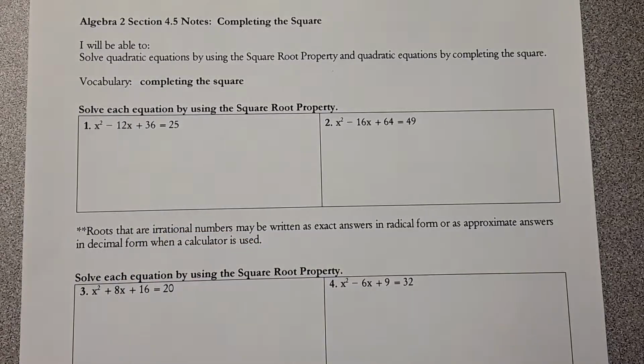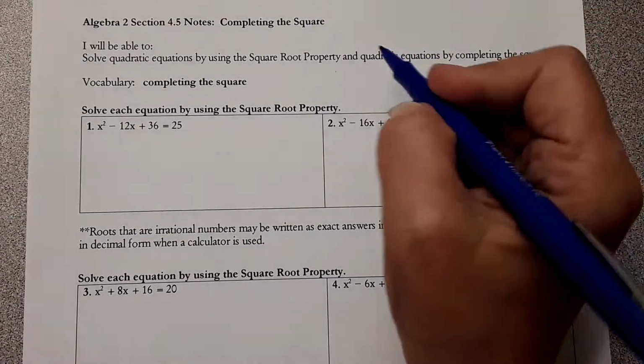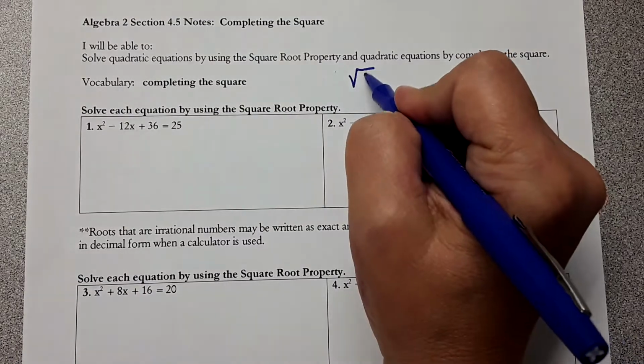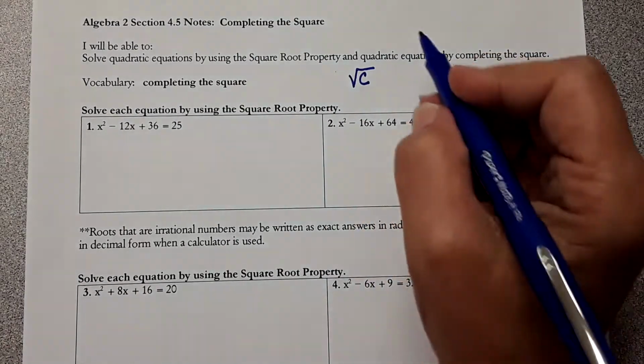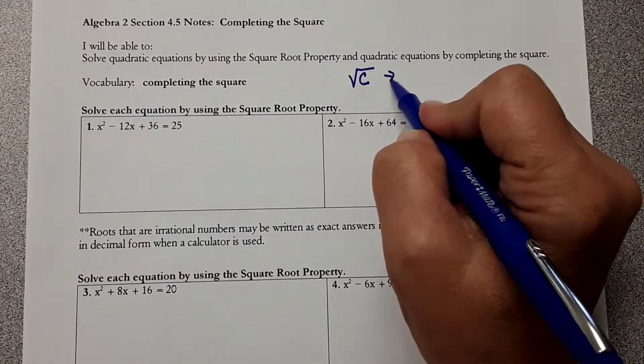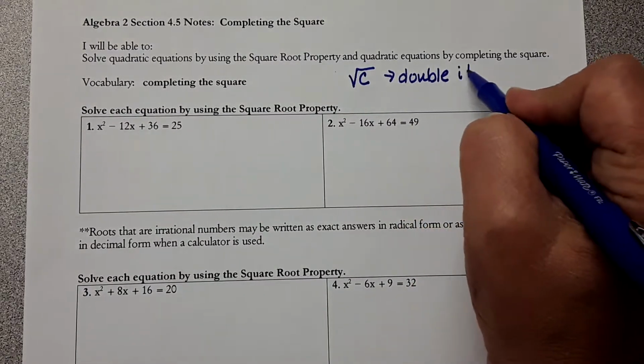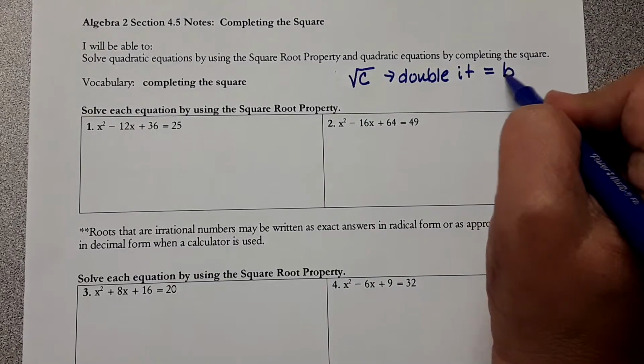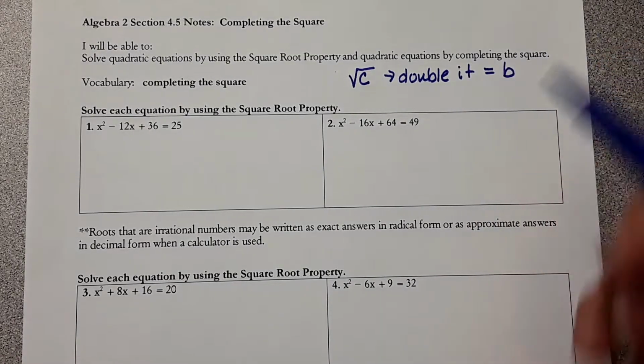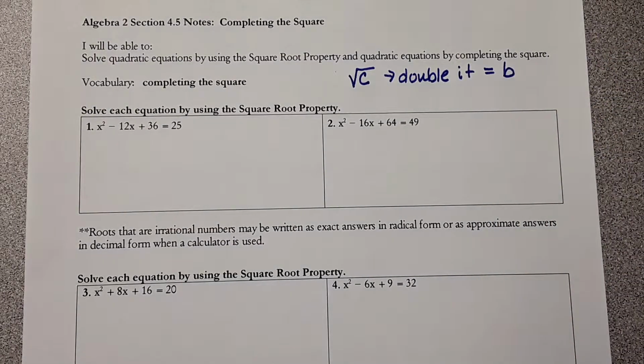So let me say that again. This only works when you can take the square root of C, double it, and equal B in the problem, okay? So can you take the square root of C, double it, and get B? That's the only time this works. And it doesn't have to equal 0, but it does. You have to be able to take the square root of C, double your answer, and get B.